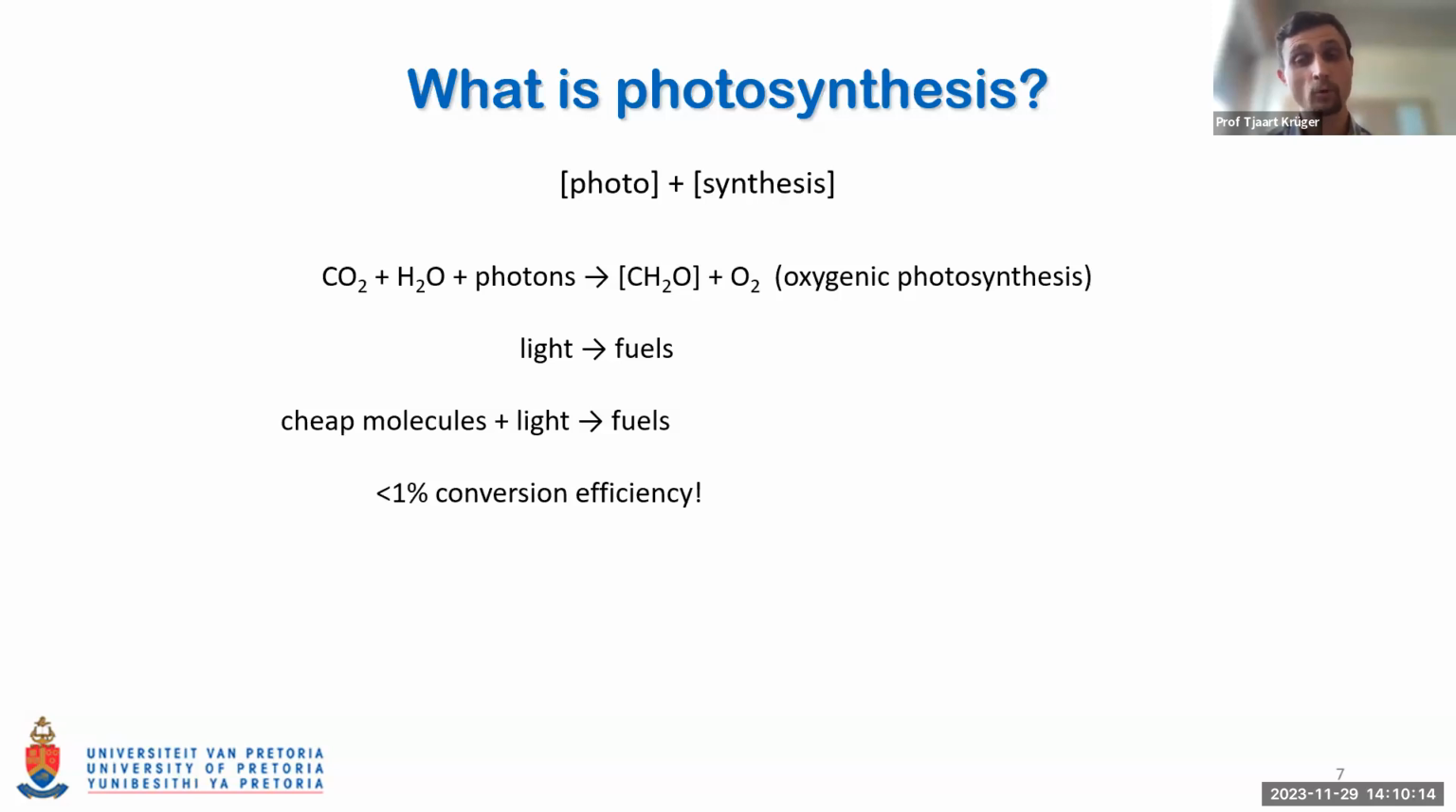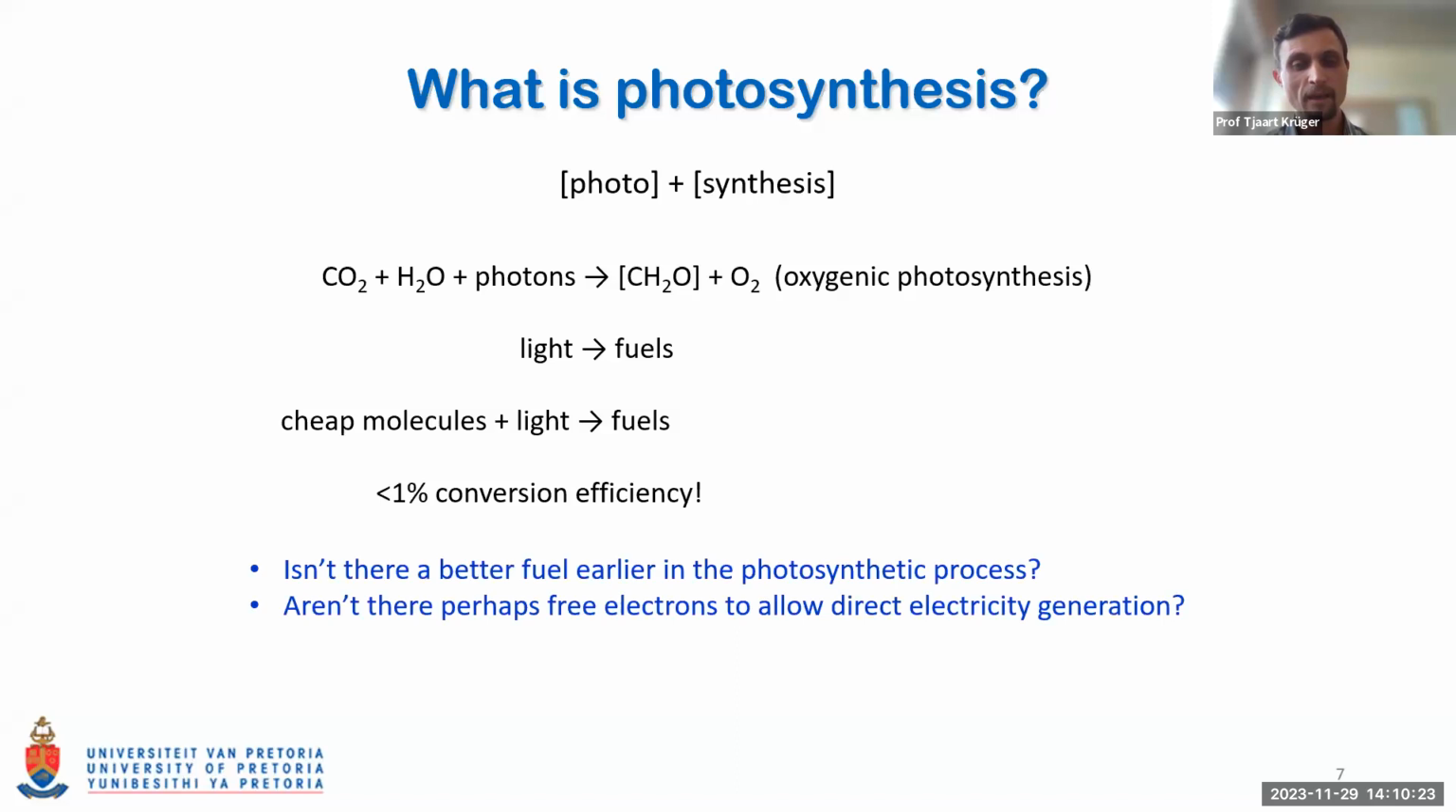Well, these are biofuels, and this is indeed one of the modern day sources of renewable energies. But isn't there a better fuel earlier in the photosynthetic process that can be used? For example, are there not perhaps free electrons that can be extracted from the photosynthetic process to allow direct electricity generation? Okay, so these are amongst some of the questions that I'm going to address in this lecture. Let's first briefly look at the photosynthetic process, a general overview to see where the main energy is lost.